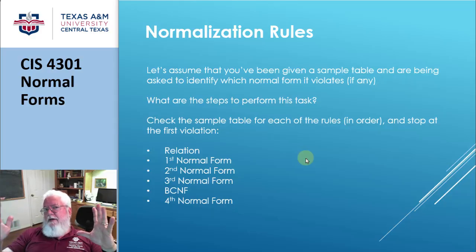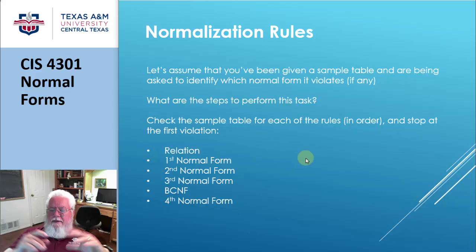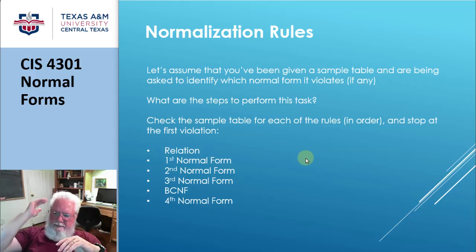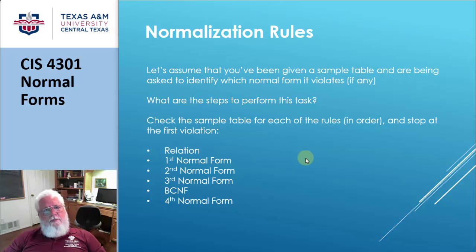So you get a table and you go through these things called normal forms. That's a term that the database people use. There's a set of rules, and you just go through them in order. The first one is, does it meet the definition of a relation? And then we go through first normal form and second normal form, all the way through. So let's just start with the rules.